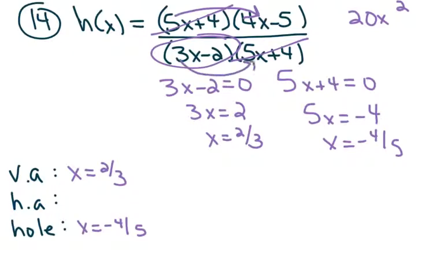In the denominator, the first term would be 15x squared. So the horizontal asymptote is going to be y equals the ratio of the coefficients in front of those terms. But 20 over 15 reduces. It reduces to 4 over 3. So the horizontal asymptote is y equals 4/3.